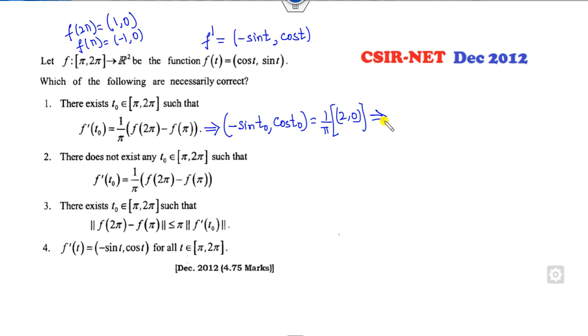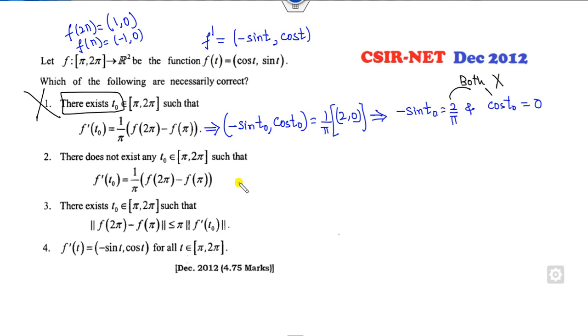Fine. So what does it mean? It means minus sine t naught will be 2 over pi and cos of t naught will be 0. So what is the question? There exists, can you find any t which satisfies both the conditions? You are unable to find any t which satisfies both the conditions. It means this option is cancelled. Look at this option. This is the same option. It says there does not exist. That's the correct option because there does not exist any t naught which satisfies both the conditions. So it means this option is correct.